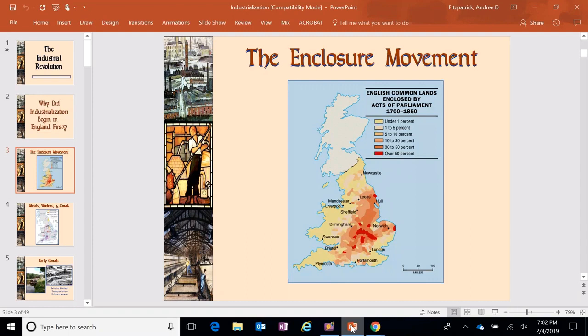The impact of the enclosure movement was that it created a large supply of cheap labor who now needed work because they could no longer either farm as small farmers or live off of the commons. And so those people became the source of the cheap labor that's going to feed our factories.